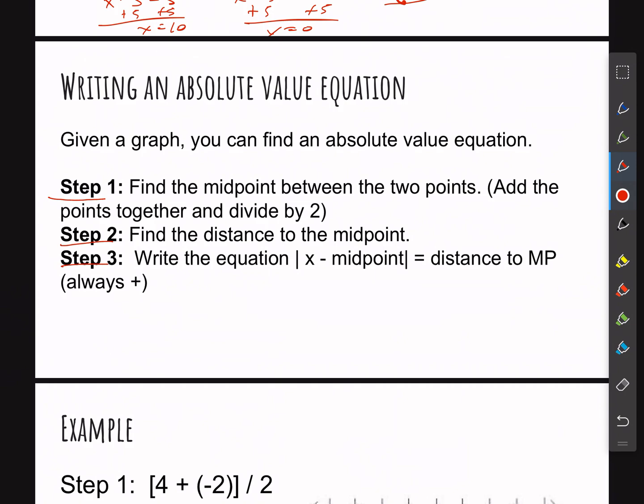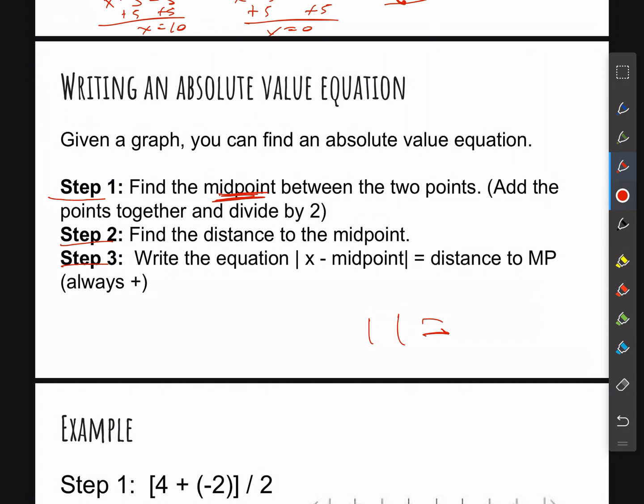First, we're going to find the midpoint between the 2 points. So we're going to add the 2 points together, and we're going to divide by 2. The midpoint tells us something about our distance, right? So the distance from the midpoint to either of our endpoints is what the absolute value is equal to.